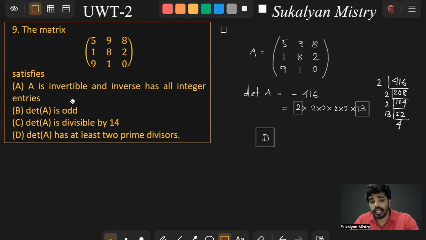Clear? Determinant A is odd, that is not true. I got the determinant as -416, so this is even, so option A, B is false. Determinant A is divisible by 14, that is not possible. 416 is not divisible by 14. Determinant A has at least 2 prime divisors. If we factorize, we see that we get 2 prime factors, 2 and 13. So that's why determinant A has at least 2 prime divisors. 416 is divisible by 2, 416 is divisible by 13. So option D is the correct answer.